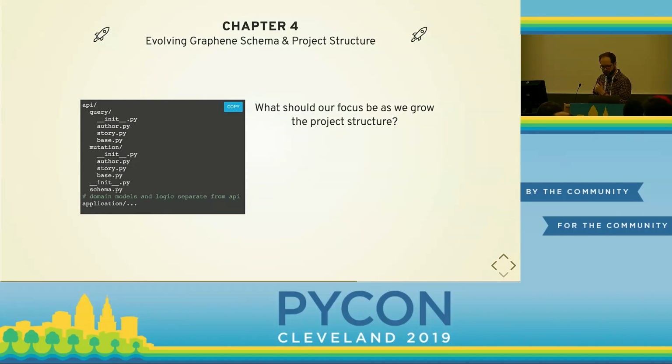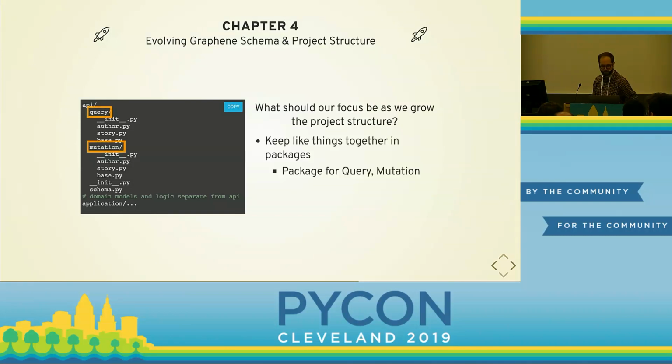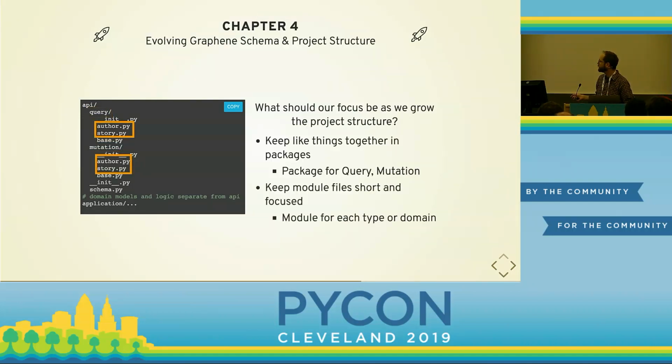In terms of graphing, how should we structure our project as we grow? As with any other project, we want to have small modules that keep like things together. In this case, we've organized the project with a package for query and mutation separately, and a separate module file for each of the different types. So we try to keep the module files pretty short and focused. You can also invert this and have author as your package and query and mutation as your module, but either approach works fine.